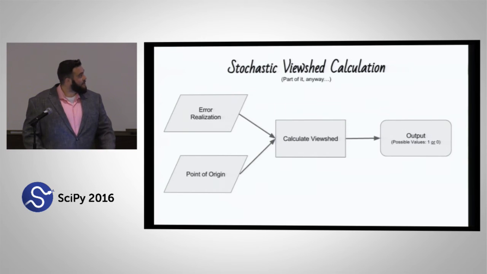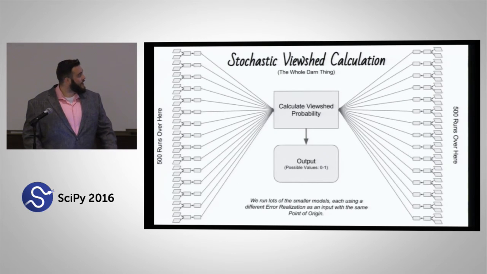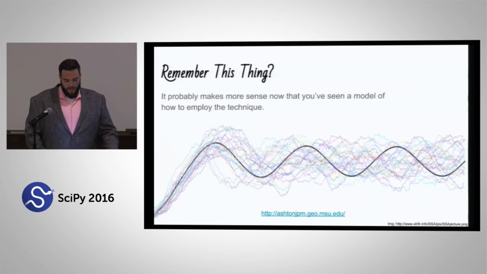But the stochastic model says you take a realization, not elevation data, but an error realization, and your point of origin, and you calculate the viewshed, and you still have a possible output of 1 or 0. But then you do that maybe 1,000 times, and your final output ends up a possible value between 0 and 1. So you get a probability rather than a yes or no answer. Essentially, it just allows you to be more confident in your results. So this probably makes a little more sense now.